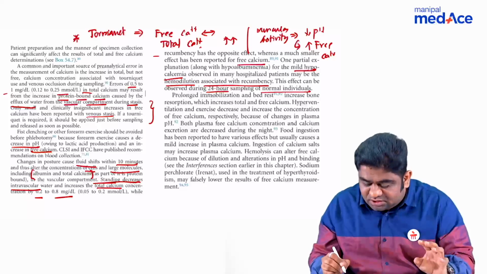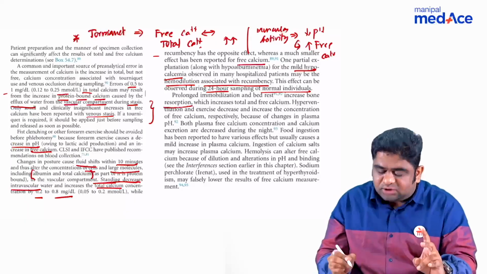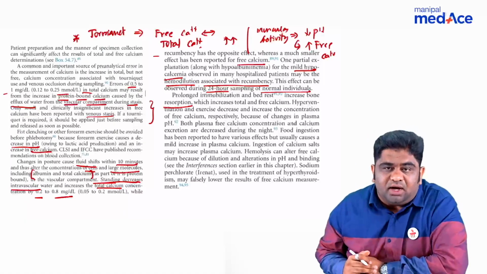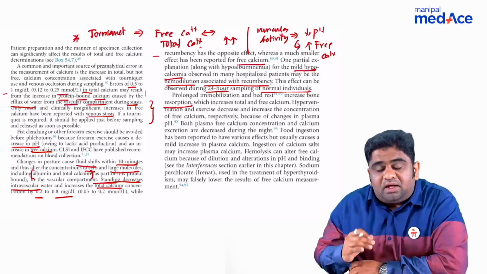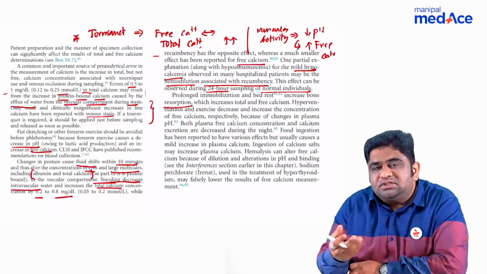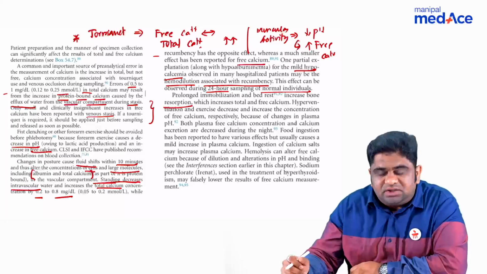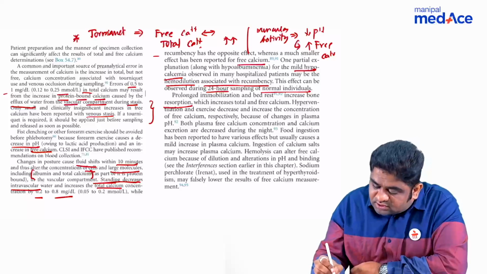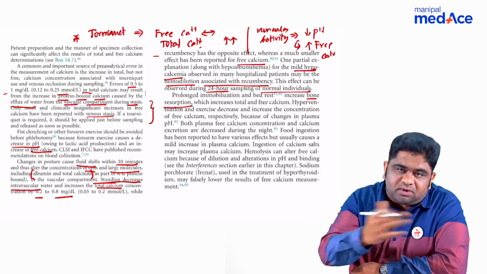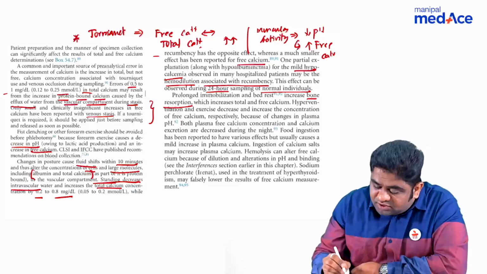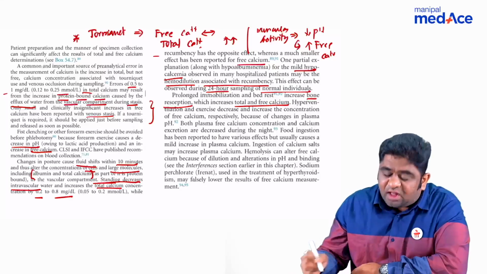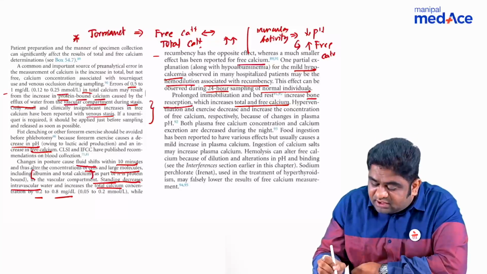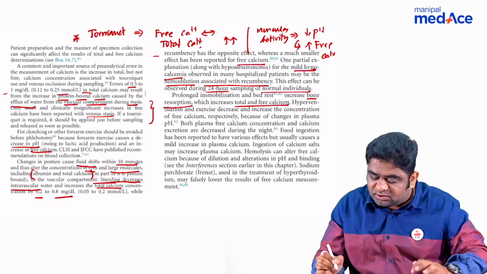Prolonged immobilization and bed rest increase bone resorption. If a patient is always bedridden, then he is not using his muscles. When the muscles are not being used, bone remineralization does not happen. So this increases bone resorption. The calcium from the bone will be removed, because of which there is an increase in total and free calcium. Hyperventilation and exercise decrease and increase the concentration of free calcium, respectively.